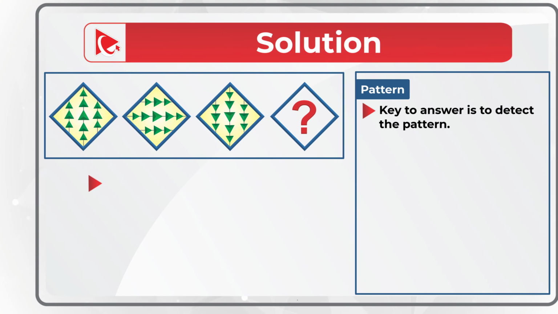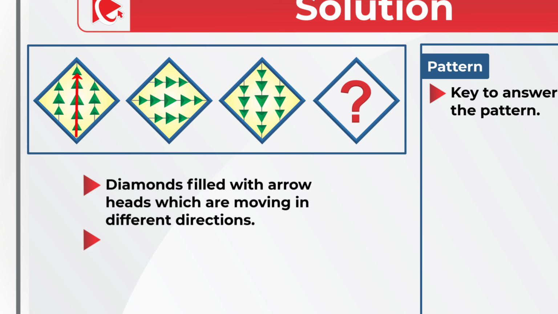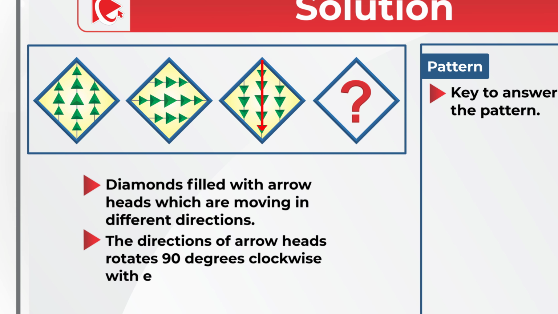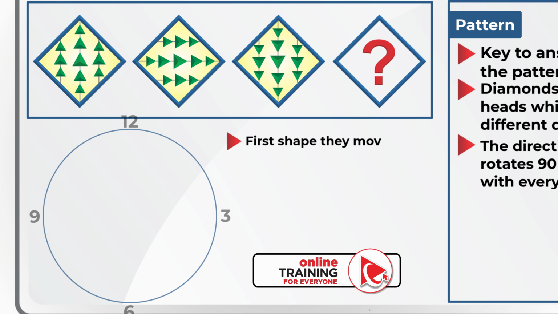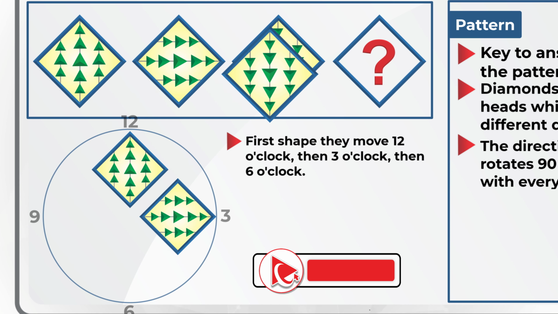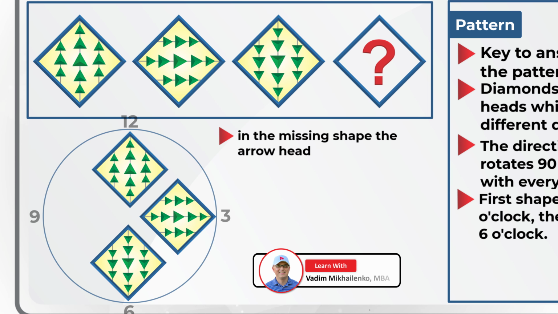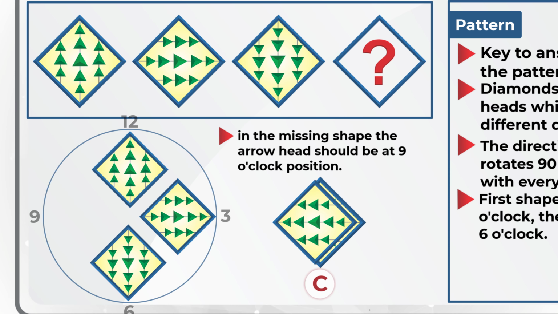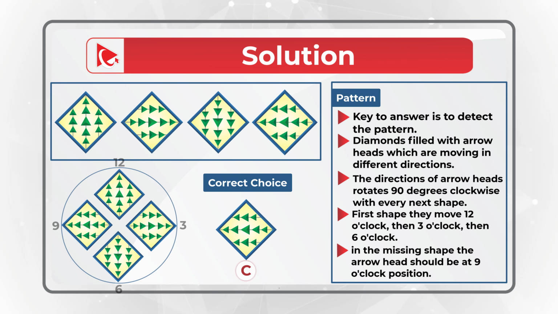If you look closely, you will see that diamonds filled with the arrowheads, triangles, which are moving in a different direction. The direction of the arrowheads rotates 90 degrees clockwise with every next shape in the pattern. For example, in the first shape, they move to the 12 o'clock position of the clock. Then they move to the 3 o'clock position, and then to the 6 o'clock. So if you detected this pattern, in the missing shape, the arrowheads should be at the 9 o'clock position. Hopefully you've nailed this question and now know how to answer similar problems on the test.